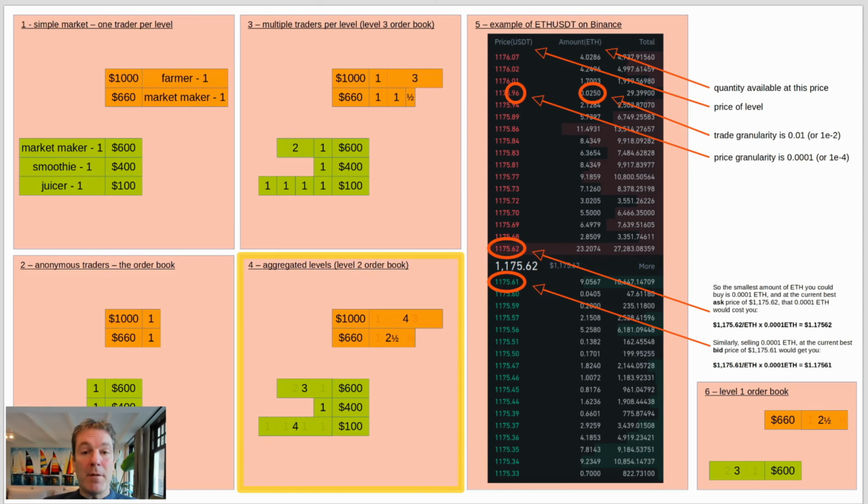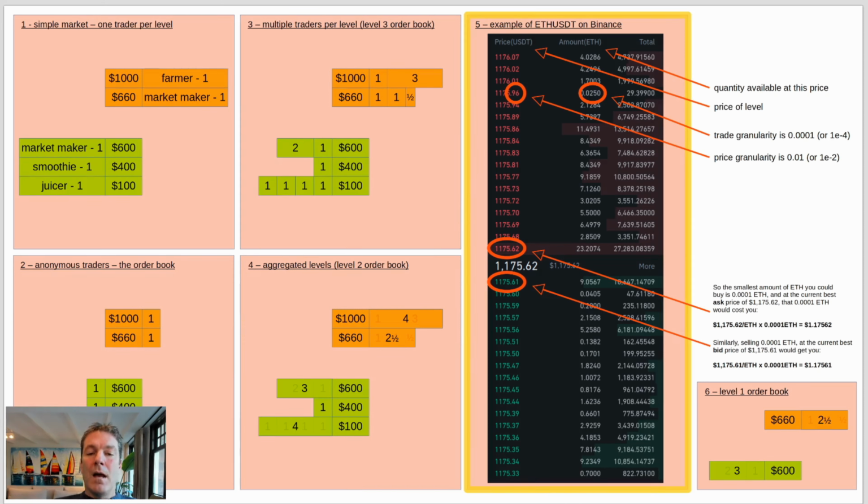In this case, the market data looks like it does in box 4. The orders are aggregated into quantities that are available for buying or selling at each price level. No more information than just that. In this case, it's called a level 2 or L2 order book. And this is probably the most common order book we're going to find across the crypto exchanges we're going to be trading on. So let's get real now. Let's move into the real world.